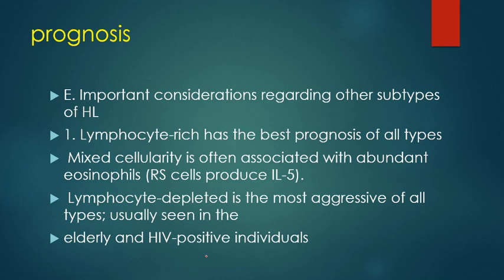The important consideration about prognosis is that lymphocyte rich has the best prognosis. The more the lymphocytes, the better will be the prognosis. So lymphocyte rich has the best prognosis, while lymphocyte depleted has a small number or no lymphocytes, so the prognosis is worst and the disease is aggressive, while mixed cellularity has a medium type of prognosis.